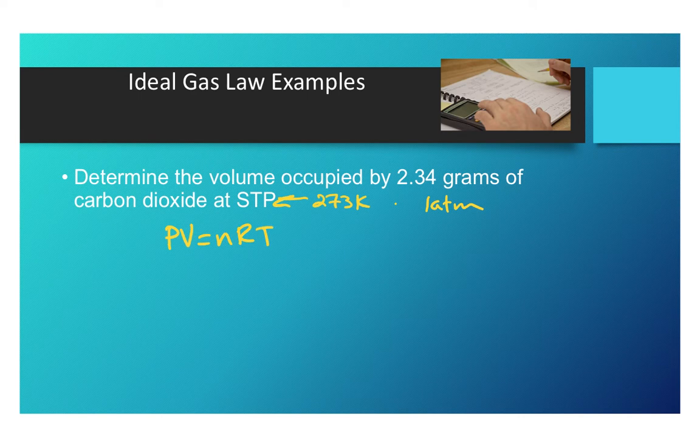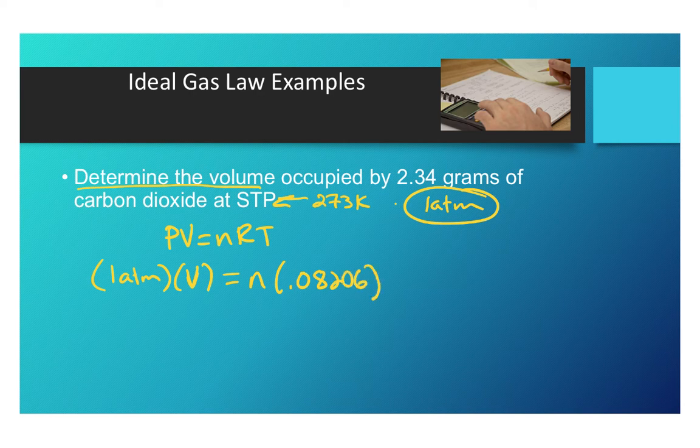Do we know the pressure? Yes, we do. It's 1 atmosphere. Do we know the volume? No, we don't. That's what they're asking us for, V. Do we know the number of moles? No, we don't. Okay, so let's leave that as n for right now. And the next one they've got here is R. And in this case, we're using atmospheres. And so R is going to be 0.08206. And do we know the temperature? Yes, we do. We know 273 K.